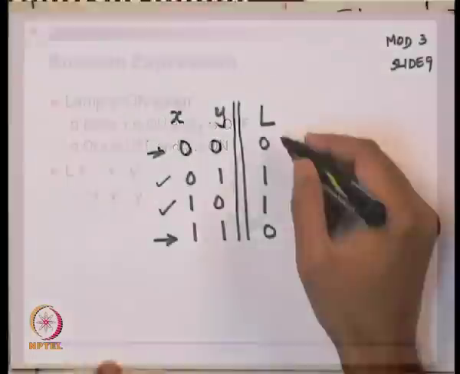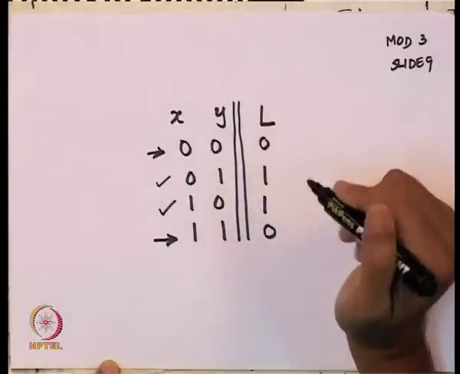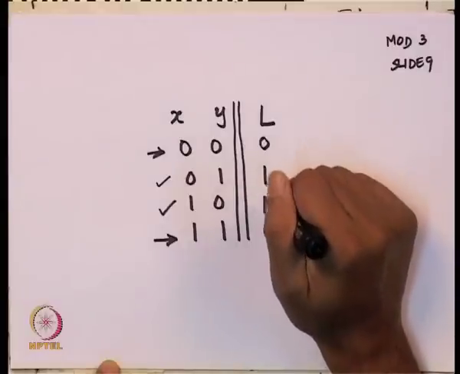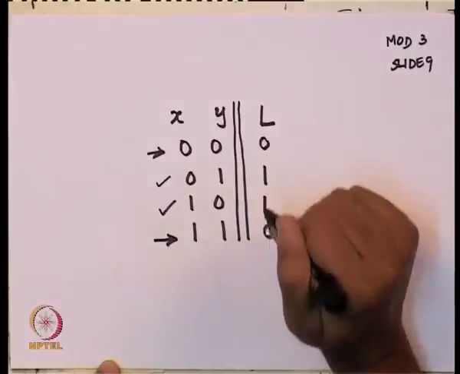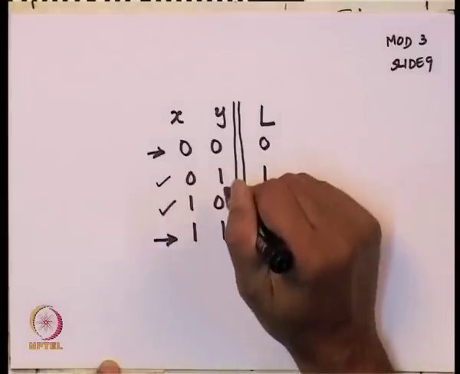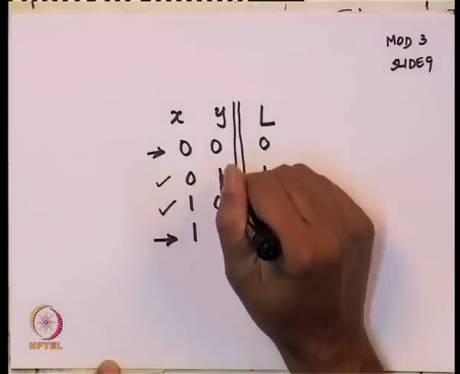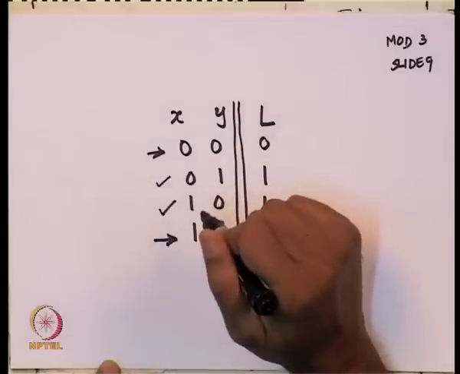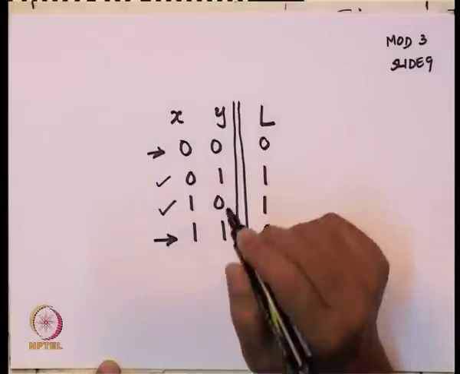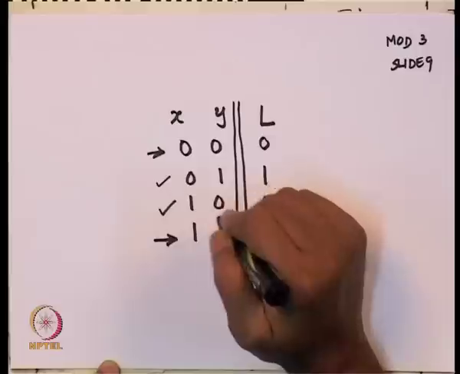So what we do is, we start from the right side. We look at the output, and we look at all the places where we have a 1. There are two rows, this row and this row here, which have a 1, and wherever there is a 1, we go and look at the left side. The left side is either 0 1 or 1 0, right. If you want to read it in English, the lamp is on when either X is on and Y is off, or when X is off and Y is on.